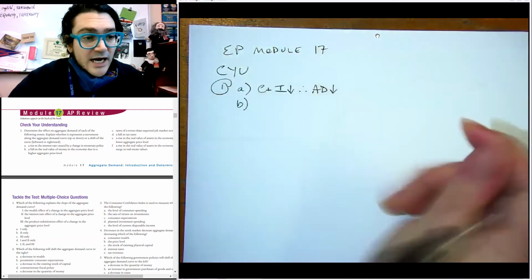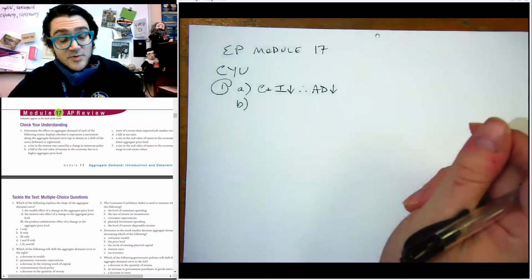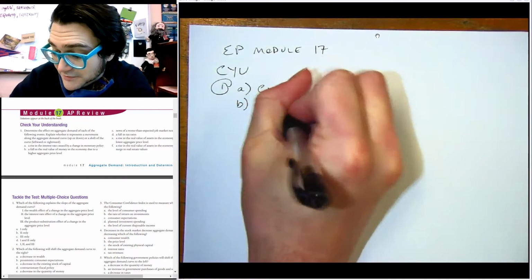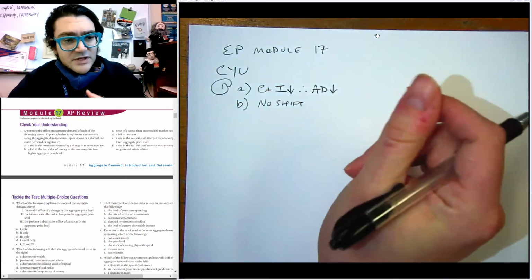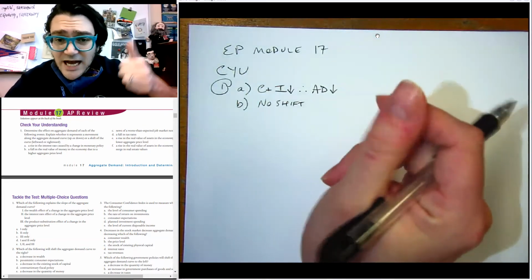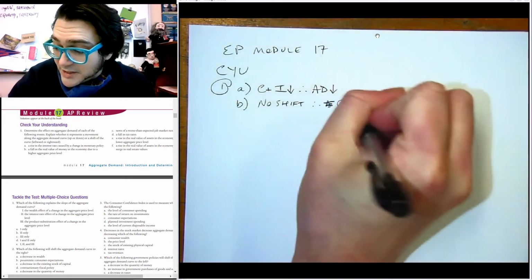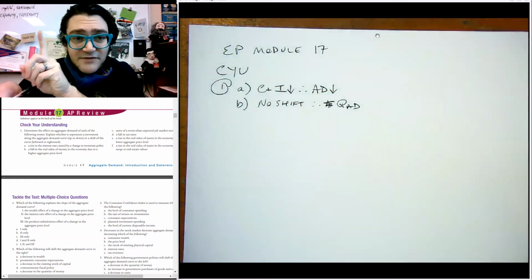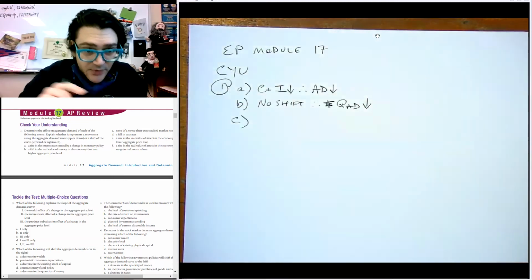B, a fall in the real value of money in the economy due to a higher aggregate price level. Boom, price levels right there. So no shift, right? If the price level is higher, we can almost ignore the first half of this question. The price level is higher, so we'd say quantity of aggregate demand, right? Remember, they move inversely. So when price level goes up, quantity of aggregate demand goes down. And so we're sliding up the curve.